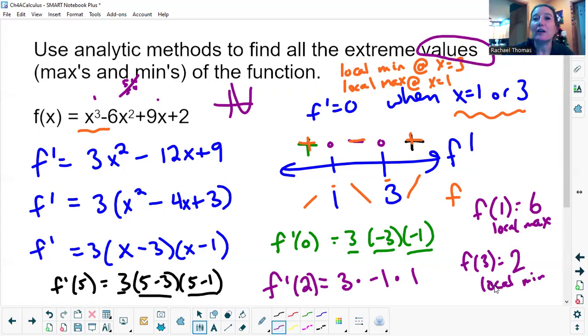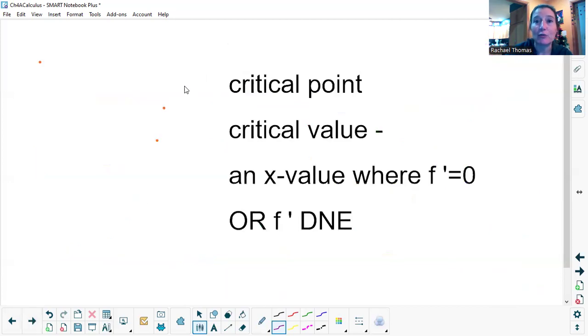Ta-da! We used the fact that f prime equals 0 or is undefined at maxes and mins in order to find where our local maxes and mins are. If I present a problem like this in class, very frequently somebody raises their hand: but Mrs. Thomas, how do I know that there's not a max or min somewhere else? Well, it's a cold hard fact that a max or min will not occur anywhere but a critical point. Period. If we're talking about local maxes and mins, they will never occur anywhere that's not a critical point.